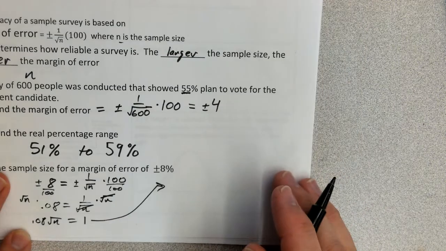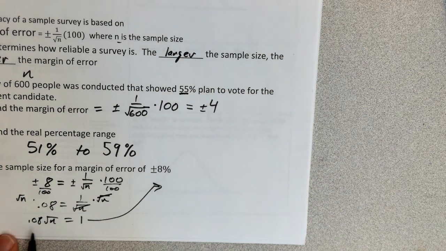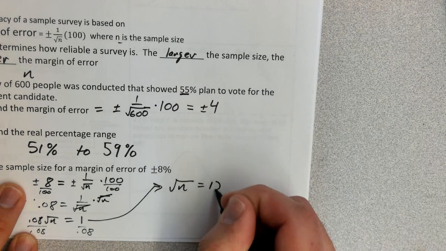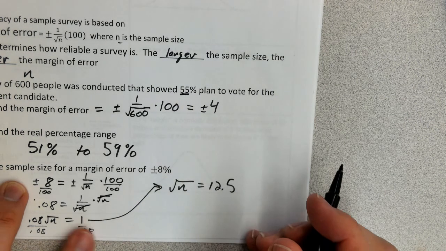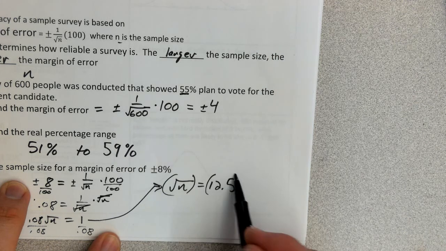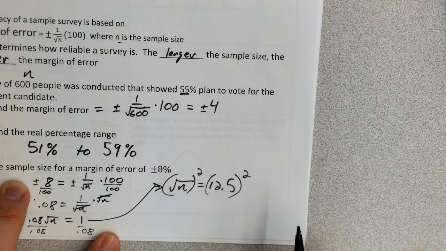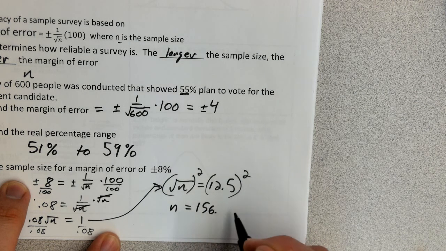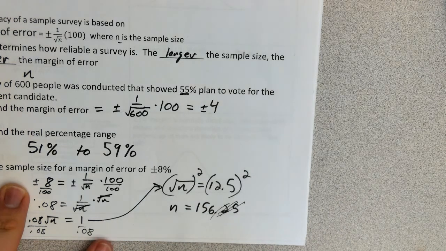Continuing on here over to the right. Then I'm trying to get n by itself, so I'm going to divide both sides by 0.08. All right, that'll give me 12.5, so the square root of n is equal to 12.5. And then when you square both sides, you get 12.5 squared, which turns out to be n is 156.25, or about 156 respondents.